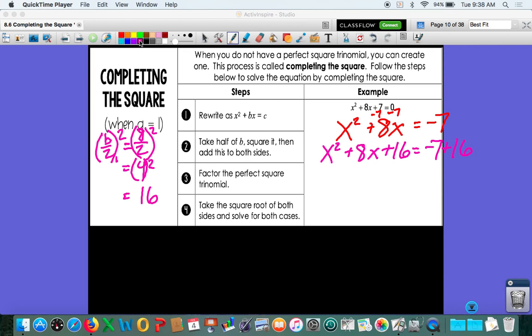Then step 3, factor your perfect square trinomial. Well, you know how to factor that. So create your little x. What goes on the top? 16. On the bottom, 8. We know my sides are 4 and 4. So x plus 4 squared equals negative 7 plus 16. That is 9.